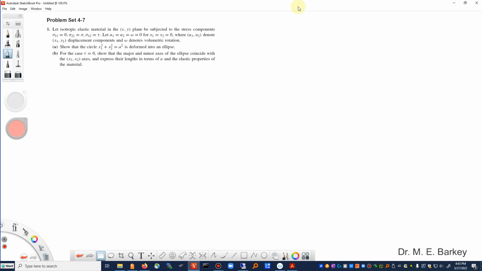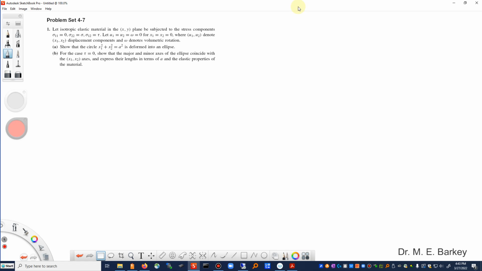All right, this is our theory of elasticity problem 4-7.1, and I want to work this as an example. It gets a little involved with the algebra, but we'll see how this works out here. And it'll give us some practice not only with the algebra, but with some of our concepts of elasticity.